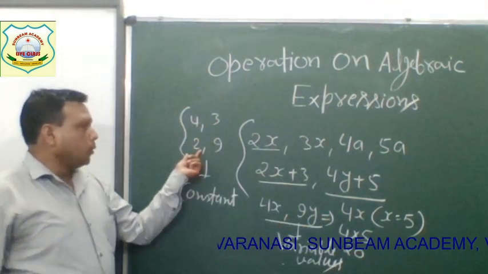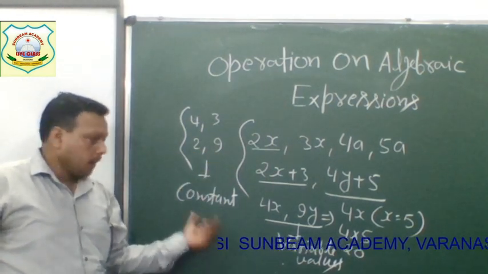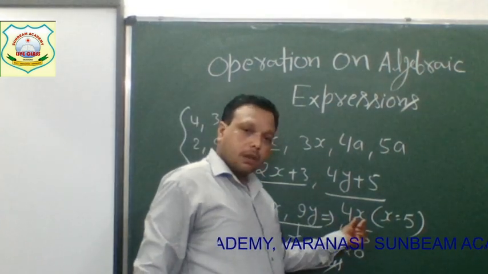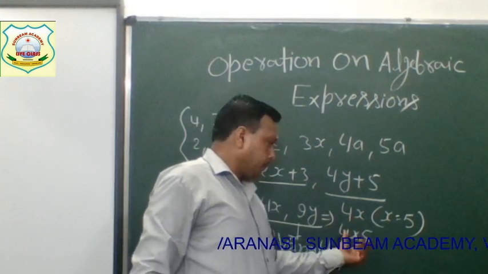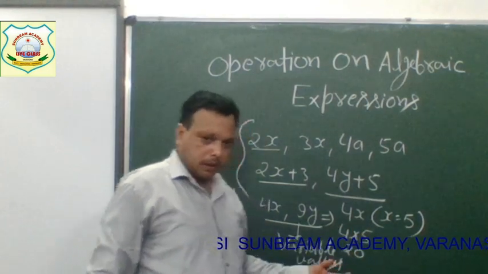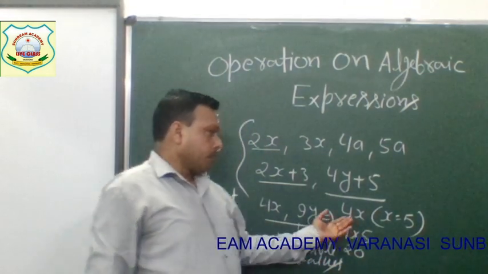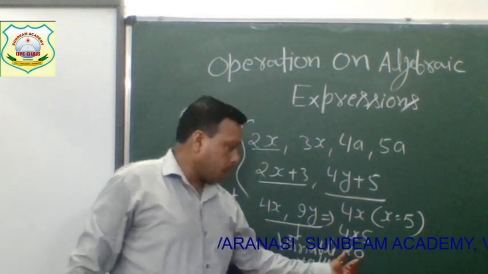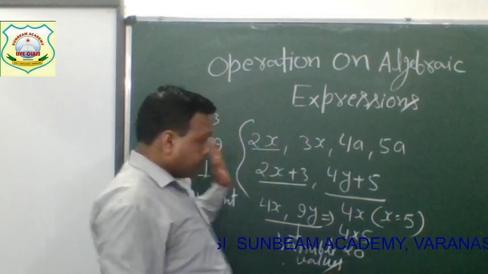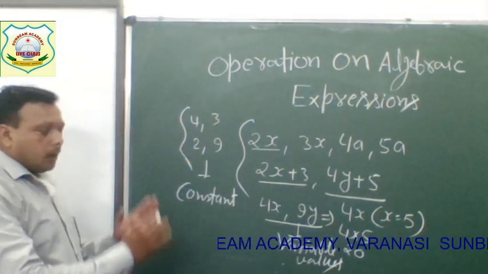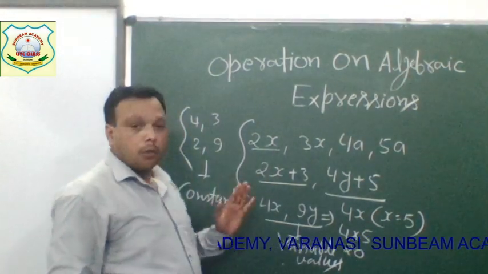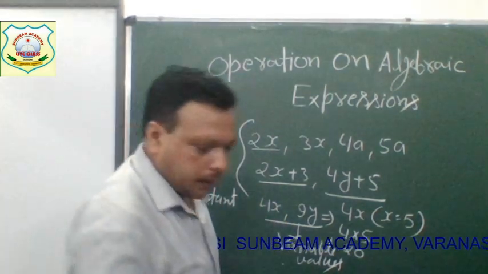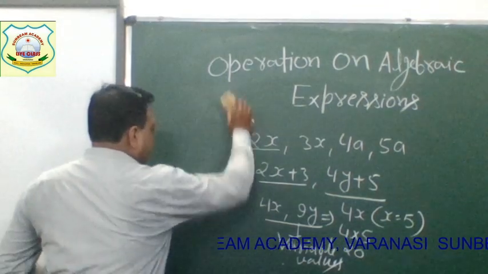4 and 3, which are only numeric values, are known as constant values. A variable value we can change. When we know the value of the variable, we can multiply or add them, whatever we like, and the answer will differ from the variable value. Like 4x, now what have we got? 20. So a variable value we can change, but a constant value we never change. Clear, students?